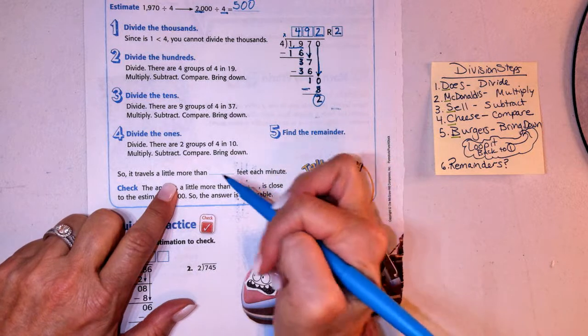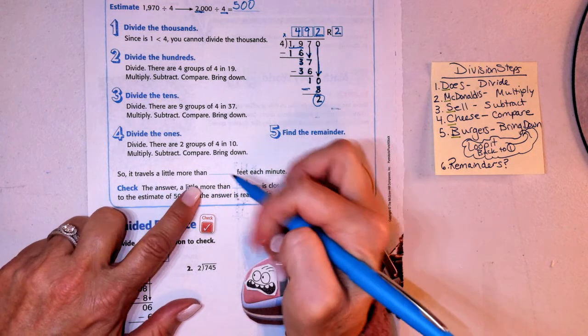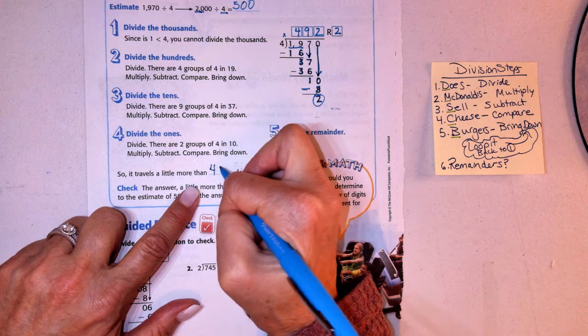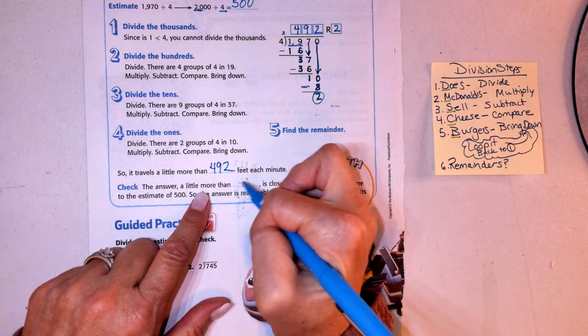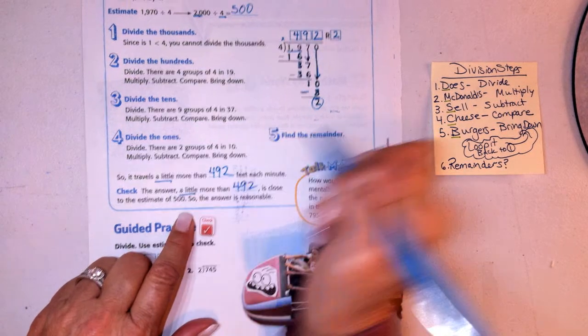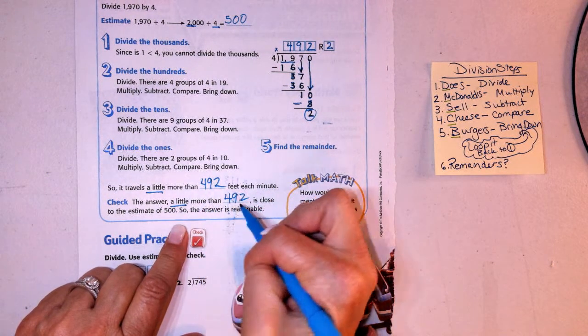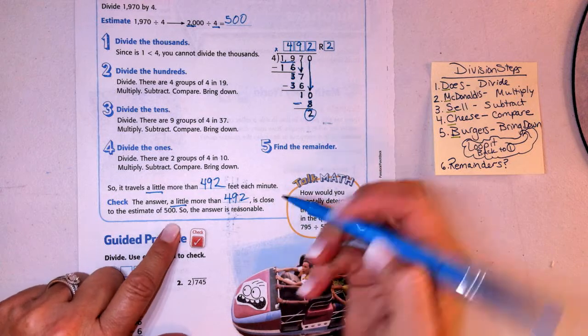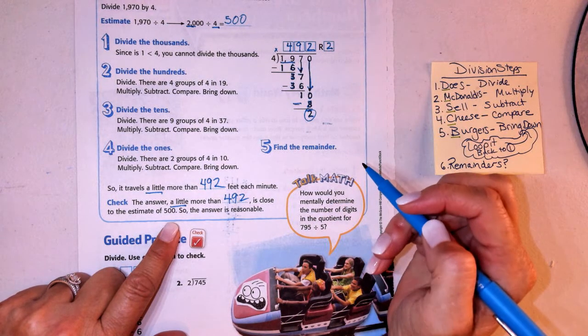So, it can travel a little more than 492 feet each minute. The answer, a little more than 492. And I keep saying a little more because of the remainder. The answer, a little more than 492, is close to the estimate of 500. So the answer is reasonable.